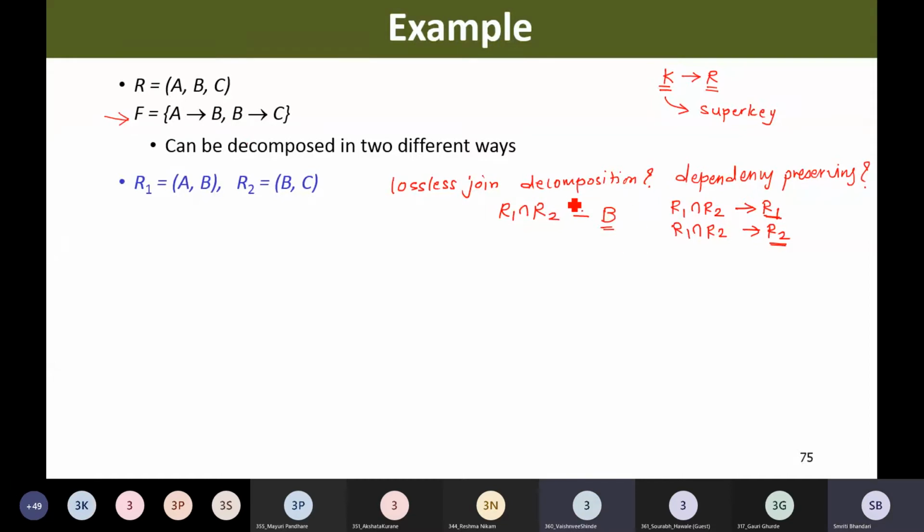Yes, ma'am. Fine. So now we want to test whether this R1 intersection R2, that means this attribute B, is a super key of R1 or R2. Whether B is a super key of R1 or R2. Is it the super key of which relation?